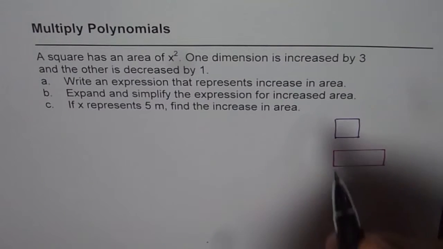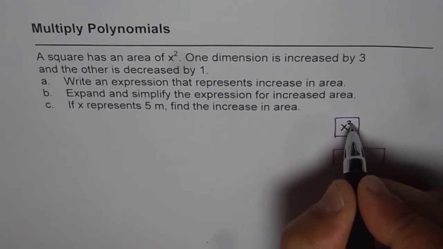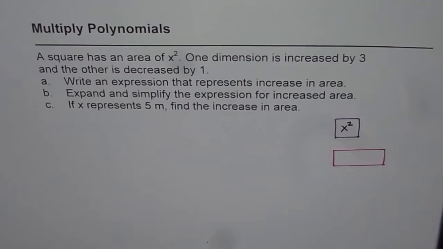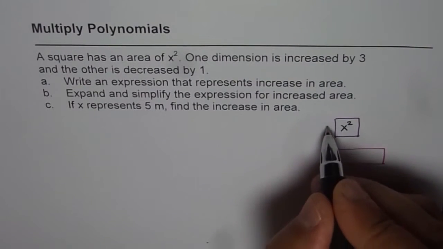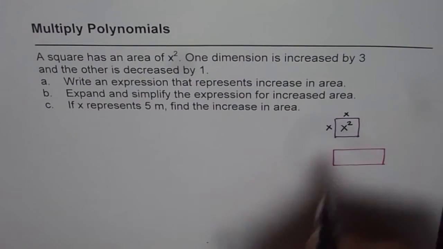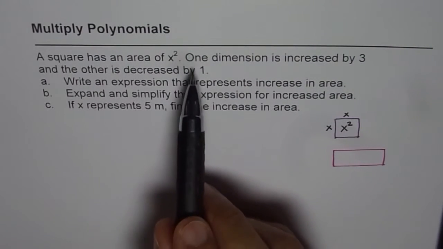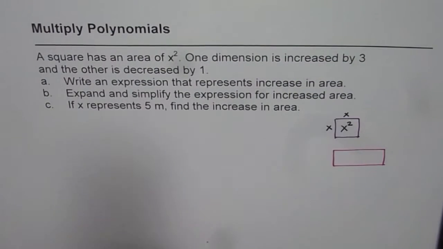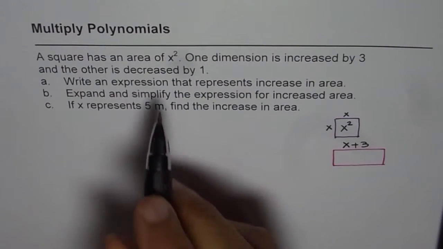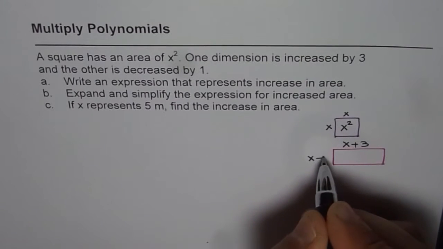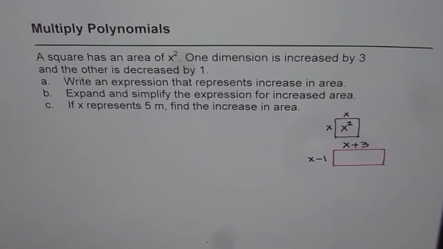So here we are given area of the square as x square. Now if the area is x square, then the side length for the square has to be x. Each dimension is x. So it says one dimension is increased by 3 and the other is decreased by 1. That means one dimension will become x plus 3 and the other will be x minus 1. So these are the new dimensions.